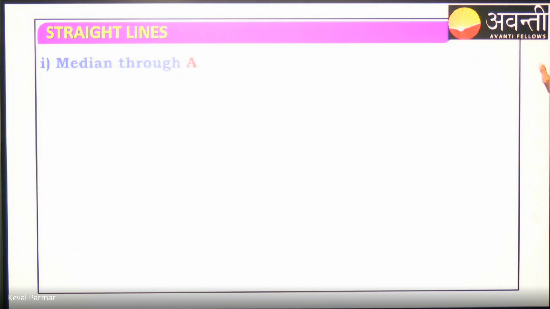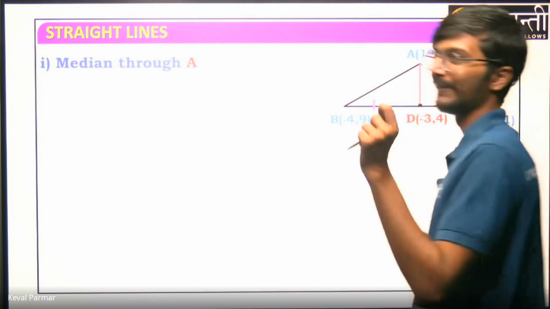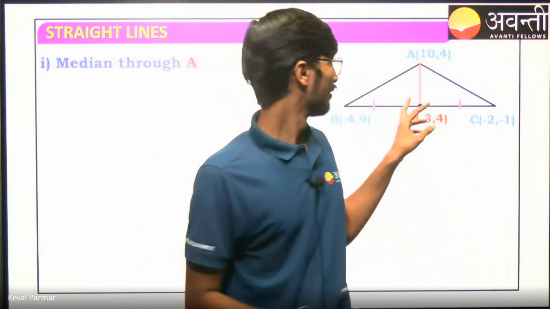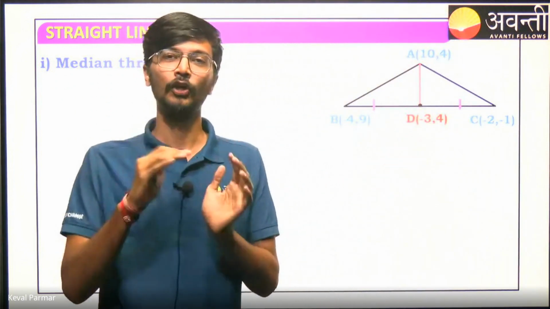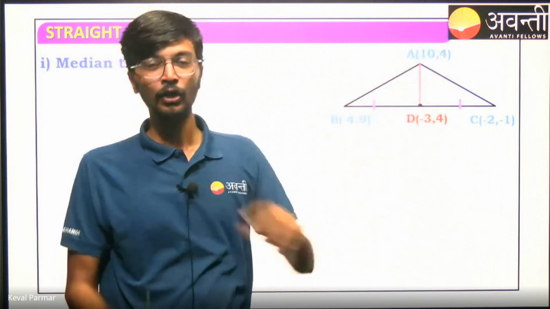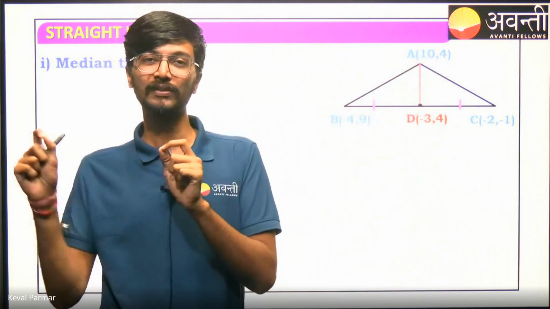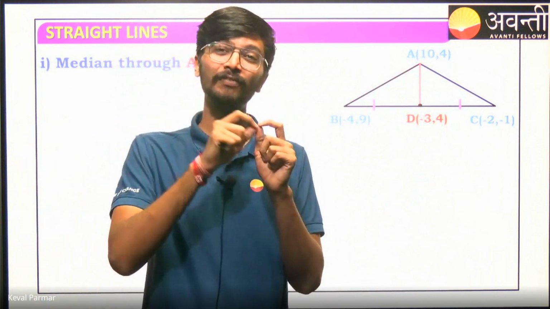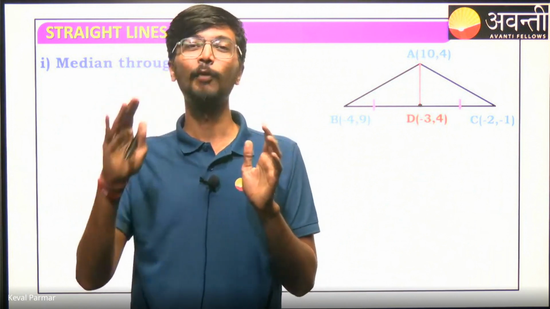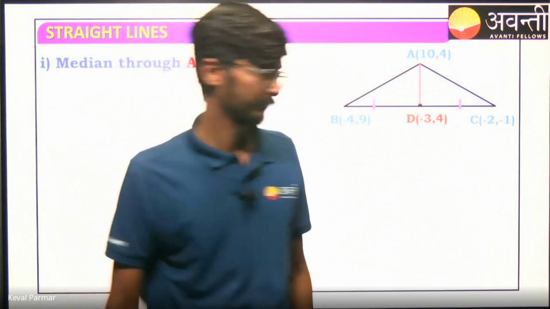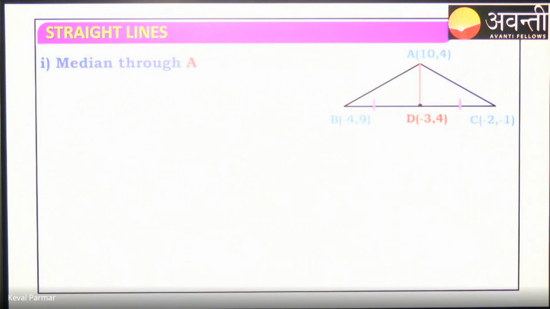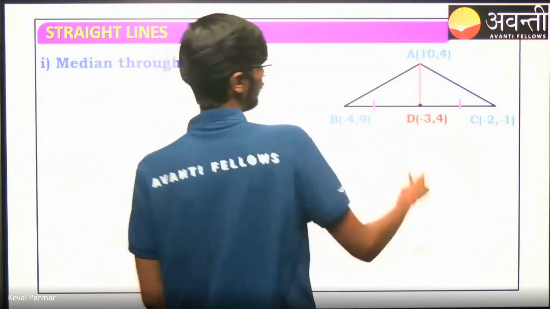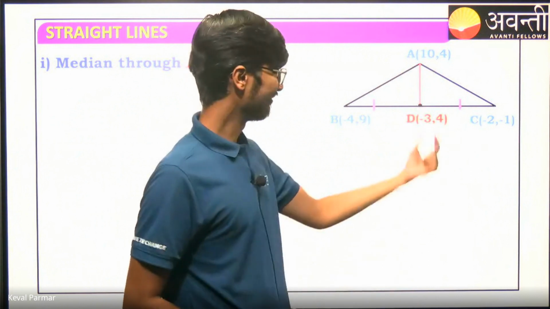So here first is the median through A. So let's say we have this diagram. I hope you know what is meant by a median. Median means a line segment joining a vertex of a triangle to the midpoint of the opposite side. Let me repeat myself: a line segment joining a vertex of a triangle to the midpoint of the opposite side. So here, as you can see, the vertex is A and D is the midpoint.